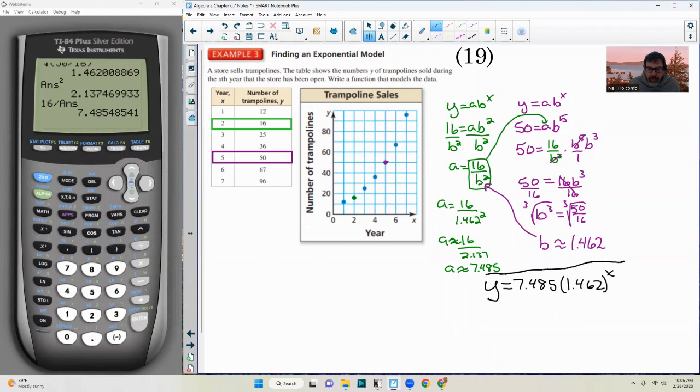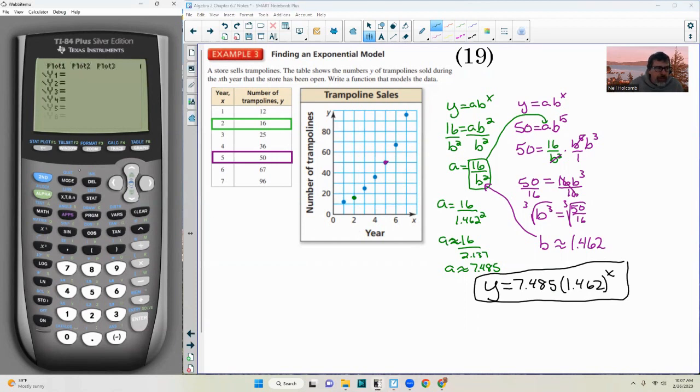This is the equation I came up with using 216, 550. The book says y equals 8.32 times 1.44. So their A is bigger, but their B is smaller. So this is an approximation. This should still give us an approximate correct value.